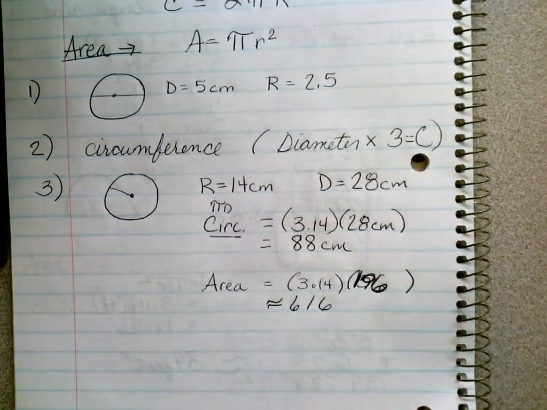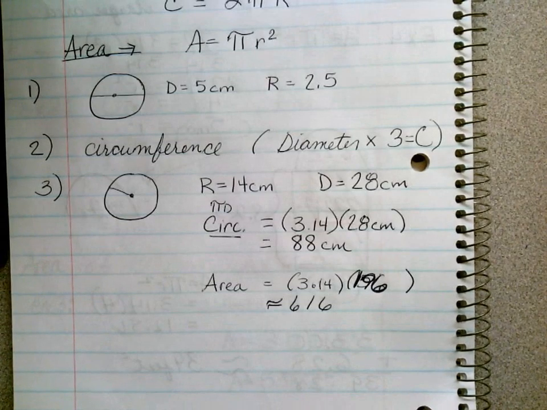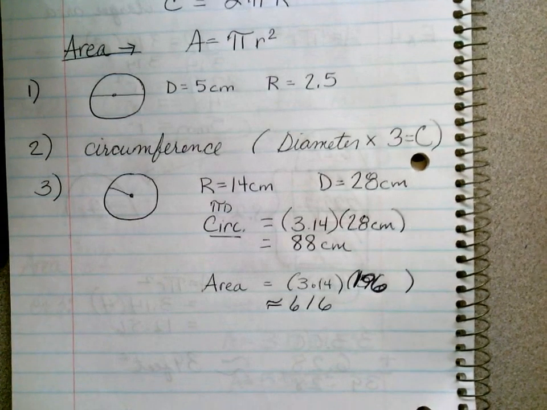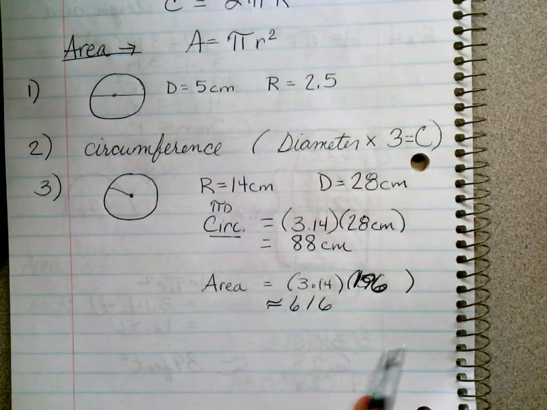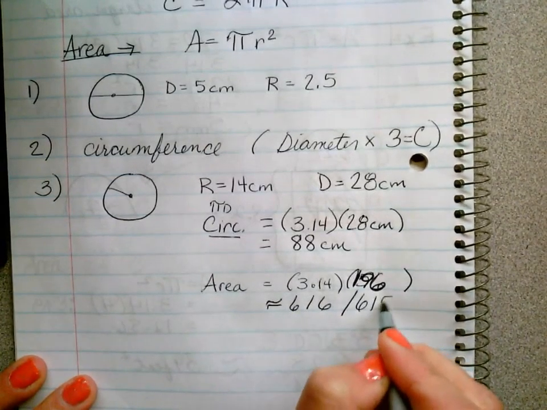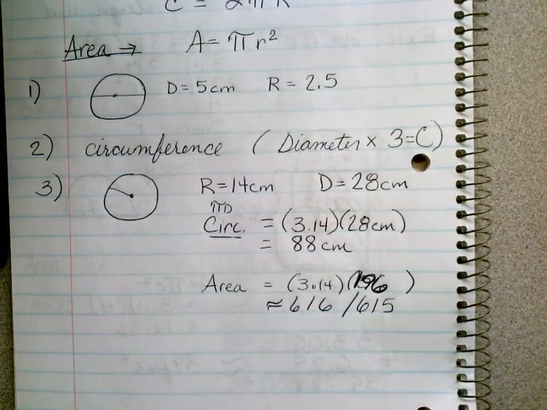The book has 616. And the reason for that is they say to use 22 over 7 for pi, which is slightly different. But 22 over 7 can be used for pi as well. Almost the same.